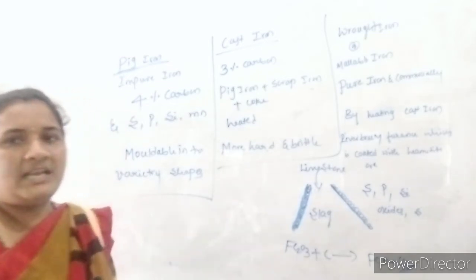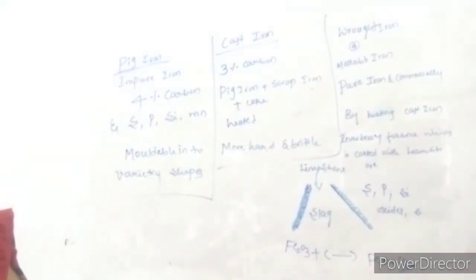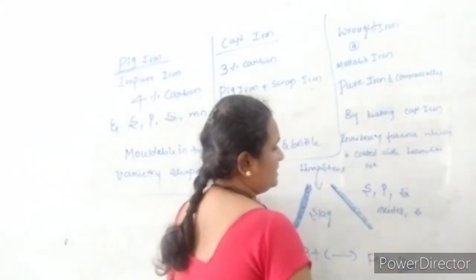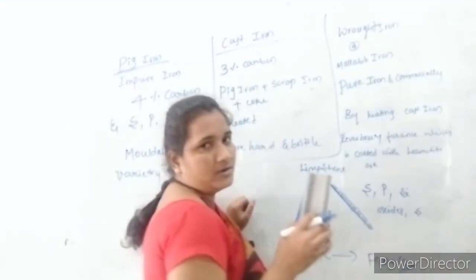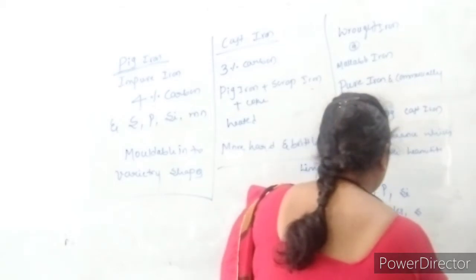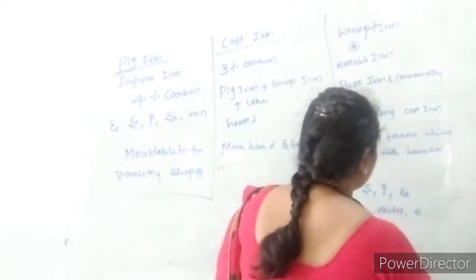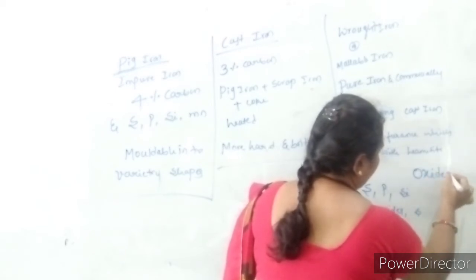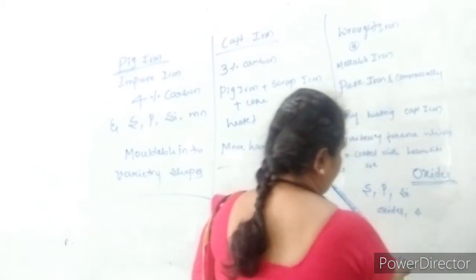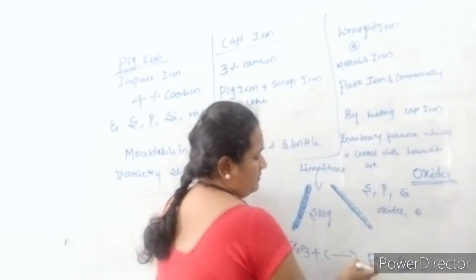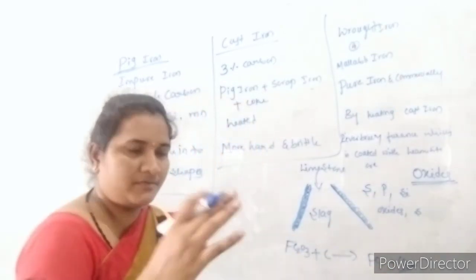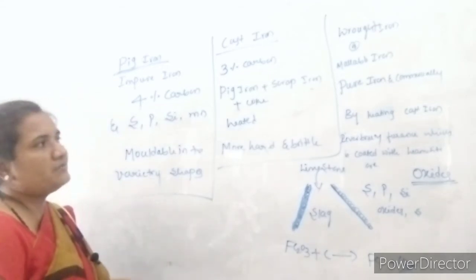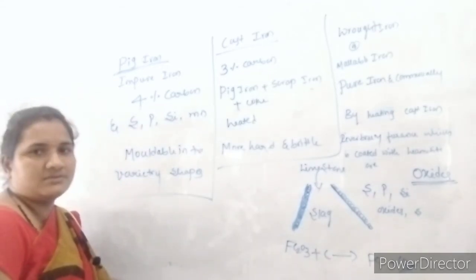So this gas will be eliminated from the furnace. In this way we are removing all the impurities by converting them into their oxides. You have to remember the word: all the impurities will be removed by converting them into their corresponding oxide. Carbon will be removed as carbon monoxide, sulfur as sulfur dioxide, phosphorus as phosphorus oxide, etc. In this way we are going to remove all the impurities from this iron.